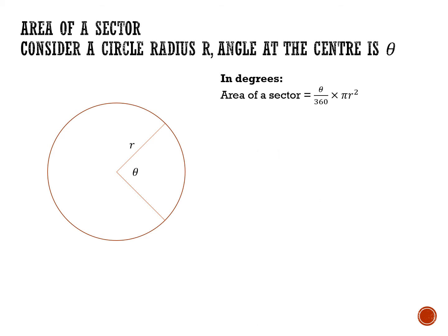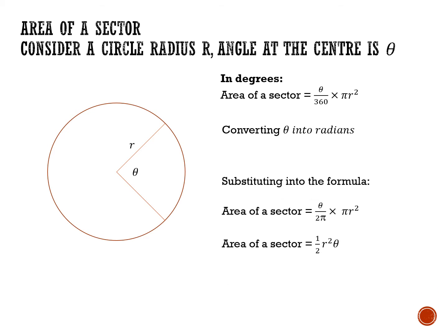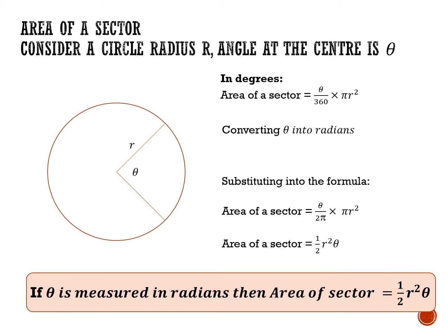The fraction that the sector is, if it was measured in degrees, would be theta degrees out of 360 times pi r squared. So let's do the same as what we did last lesson. If theta is now in radians, the 360 becomes 2 pi. So you get theta over 2 pi times pi r squared. The pi's cancel, so you end up with the formula for finding the area of a sector is half r squared theta. Now this is not given to you, so you do need to learn this.